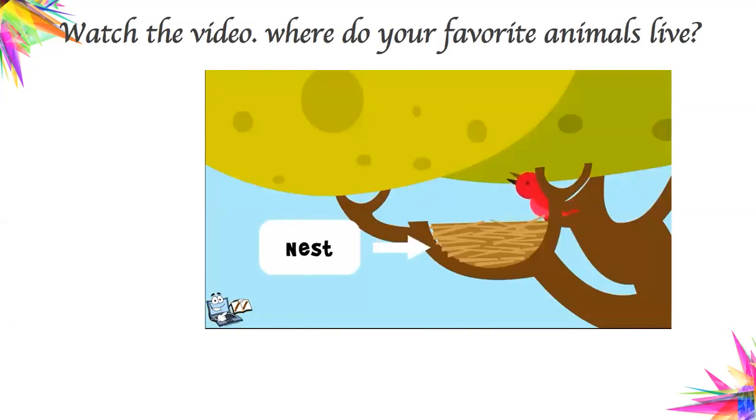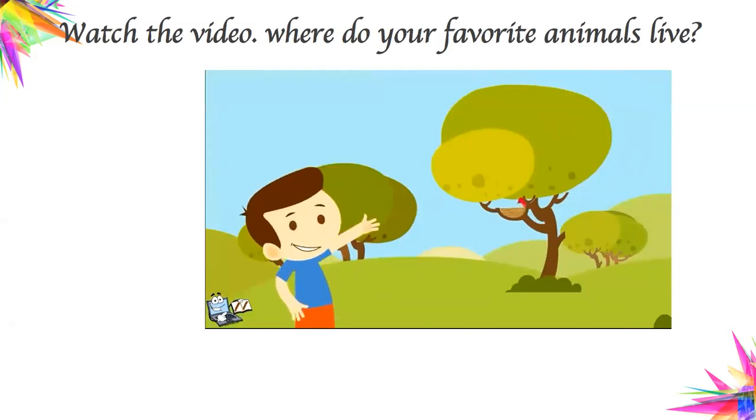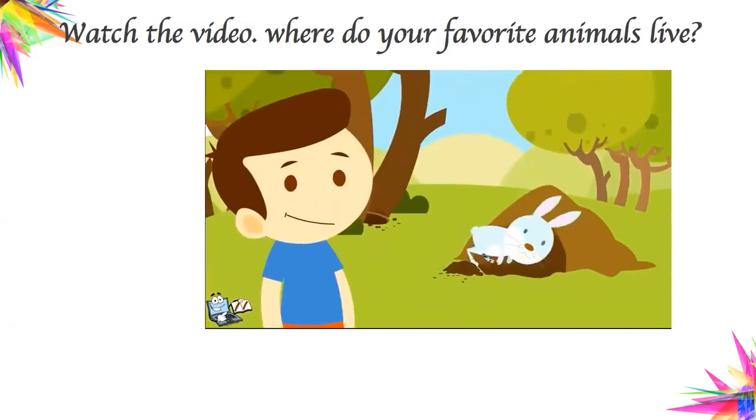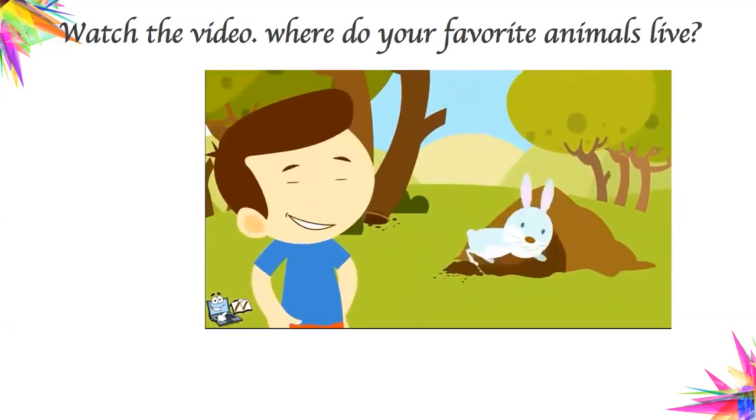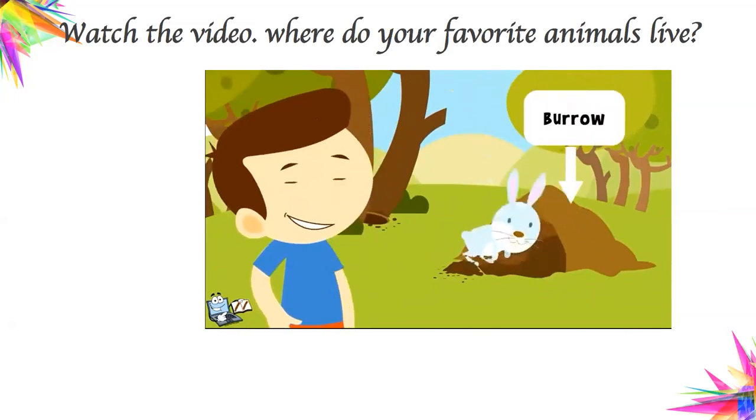Homes of birds. A bird's home is called a nest. Most birds make nests from grass, leaves, fur, lichen, and mud, or from paper, plastic, and yarn. The home of a rabbit. A rabbit's home is called a burrow. Rabbits dig burrows to live in.